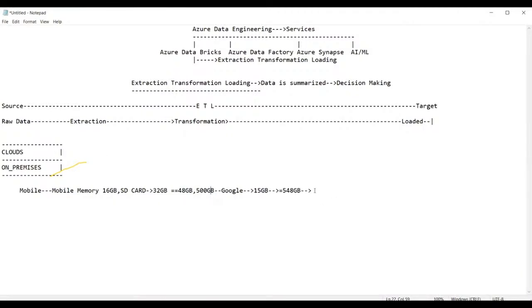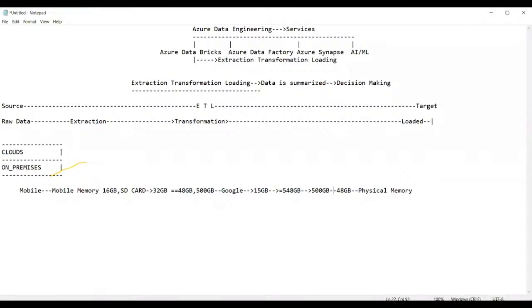Yes, exactly. Very good. So we can say that 500 GB you can recollect by just using the synchronize option. You can just log in with your mail ID, enter the password, and in the same way, you can recollect it. But what about the 48 GB? The 48 GB memory is lost with the mobile phone because this memory is called physical memory. Am I right? Physical memory. So hence, I cannot recollect it.